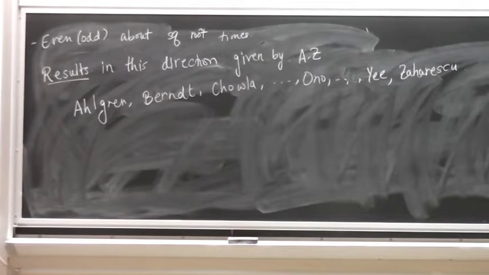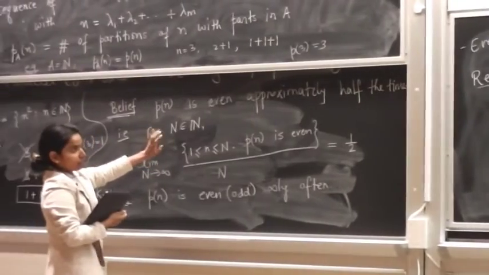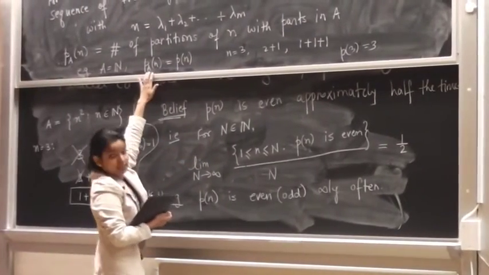Now, what can you say if you take restricted partitions where your parts come from set A?